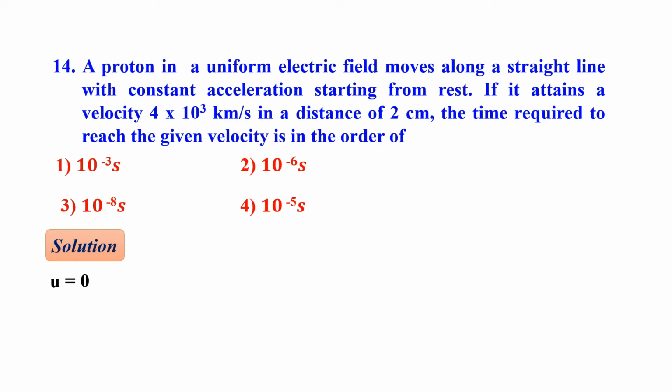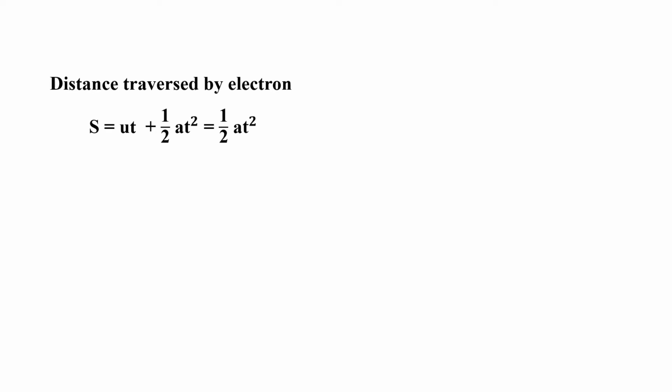Starting from rest, nothing but initial velocity is 0, so u is equal to 0. Final velocity of the electron is v, given as 4 into 10 cube kilometer per second. Distance traversed by the electron is, S is equal to the second equation of motion, ut plus half a t square. In place of u, 0, it starts from rest. So S is equal to 0 into t, 0, plus half a t square. So that is equal to half a t square.